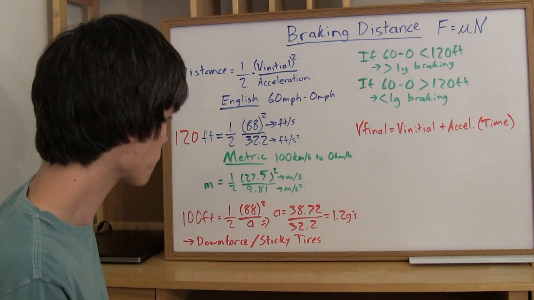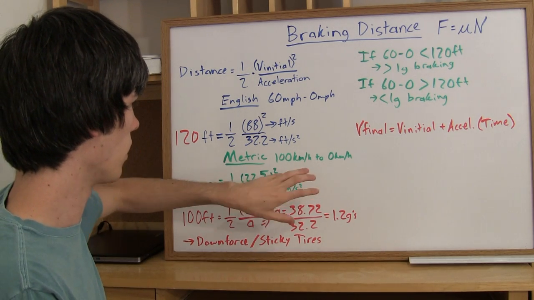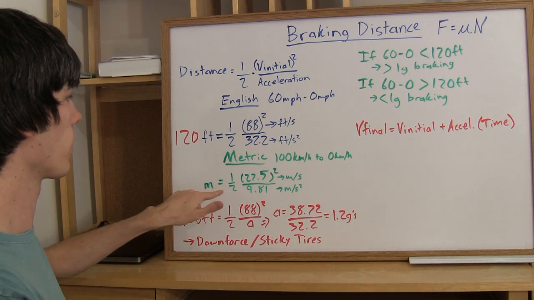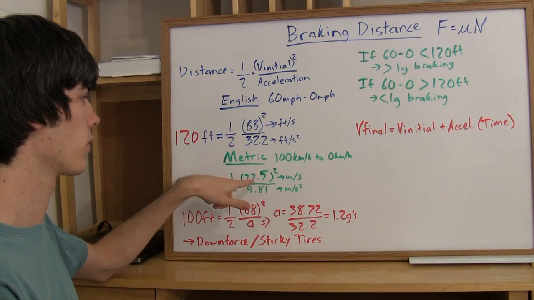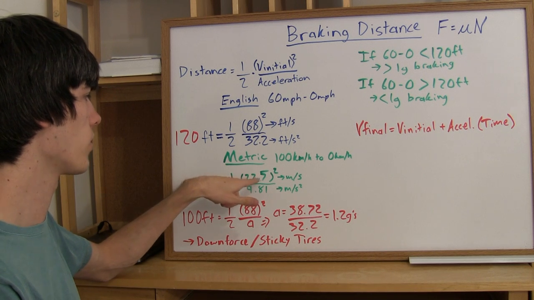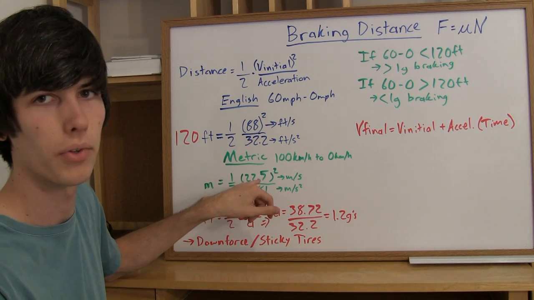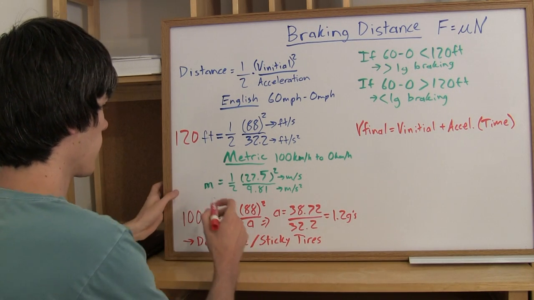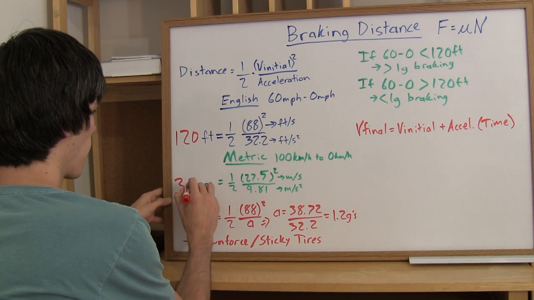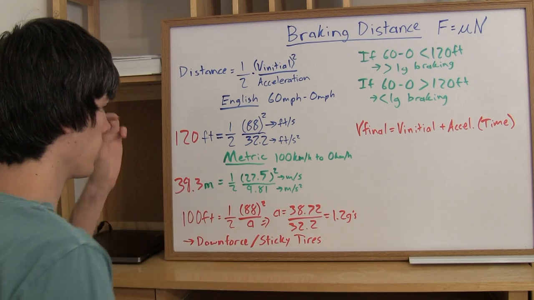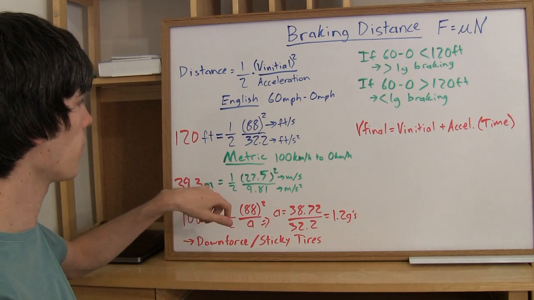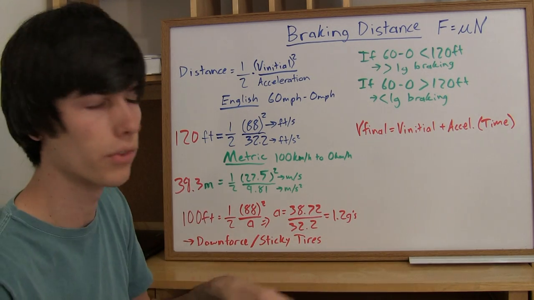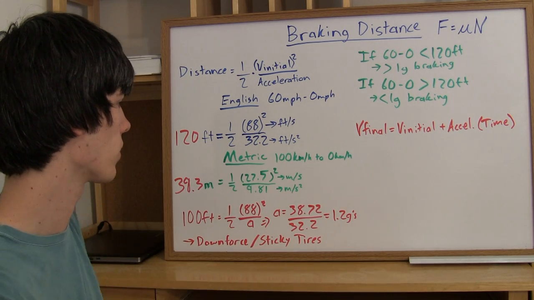they will be able to stop in 120 feet if they are on level ground. Now in metric, a common figure is 100 kilometers per hour to 0 kilometers per hour. I've done the same thing here. 100 kilometers per hour is basically equivalent to 27.7 repeating meters per second, divided by gravity, 9.81 meters per second squared, and that comes out to about 39.3 meters. So for a car to stop at 1G of deceleration, it will stop in 39.3 meters from 100 kilometers per hour to zero.